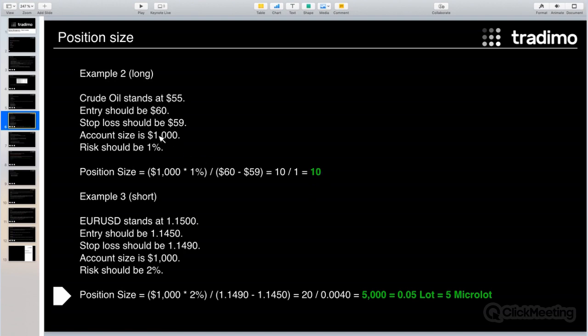Or let's say everything is equal, so a 1,000 account, 1% risk, but the stop loss is not at 59, but at 58. Then the optimal position size is not 10 anymore, because it becomes less, and it is only half. So it's only 5 units of crude oil. So everything here is connected to each other, and therefore you have this formula to calculate the perfect position size.